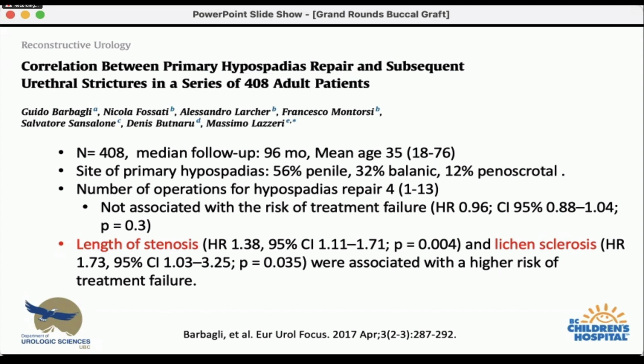The length of stenosis and lichen sclerosis were both associated with a higher risk of treatment failure. The length of stenosis had a hazard ratio of 1.88 with a significant p-value, and lichen sclerosis a hazard ratio of 1.73 with a significant p-value.